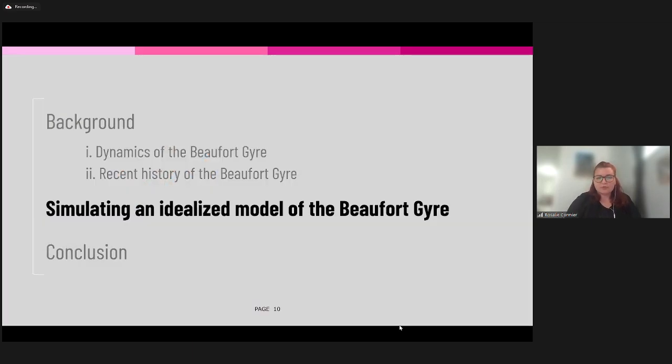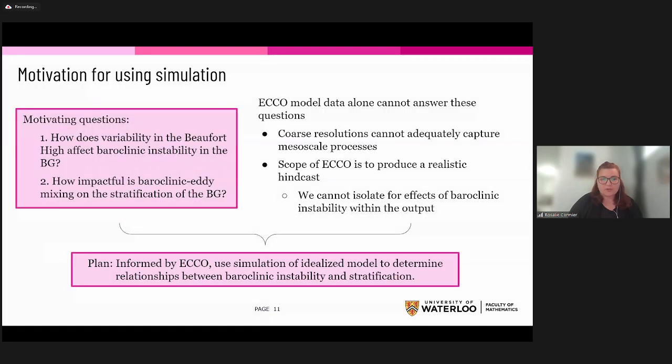So I'll talk now about the work that we're starting and continuing on numerical simulation of a model of the Beaufort Gyre. So I recall here the motivating questions I posed before. How does variability in the wind system affect baroclinic instability in the ocean? And how impactful is the mixing by baroclinic eddies on the gyre stratification?